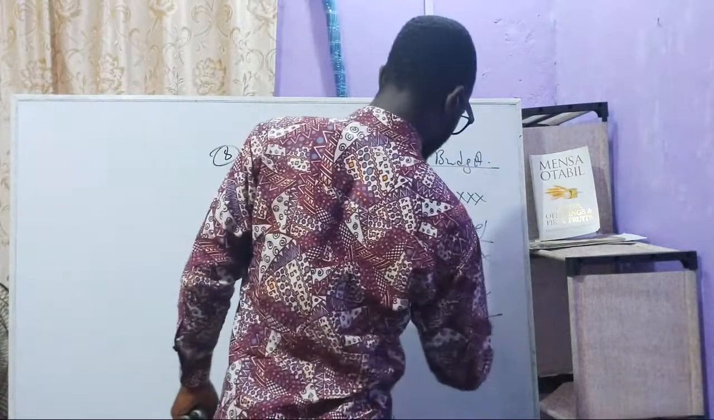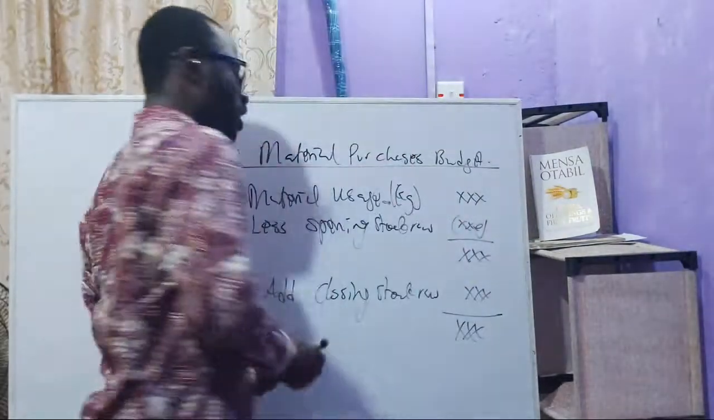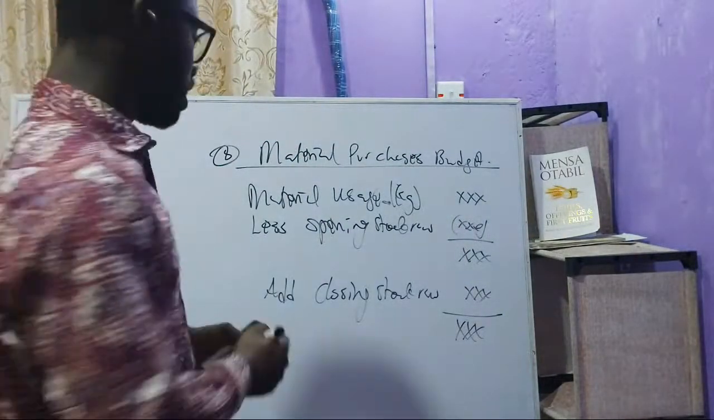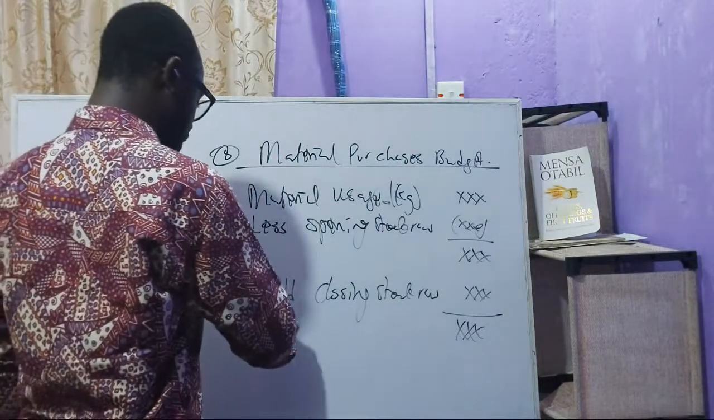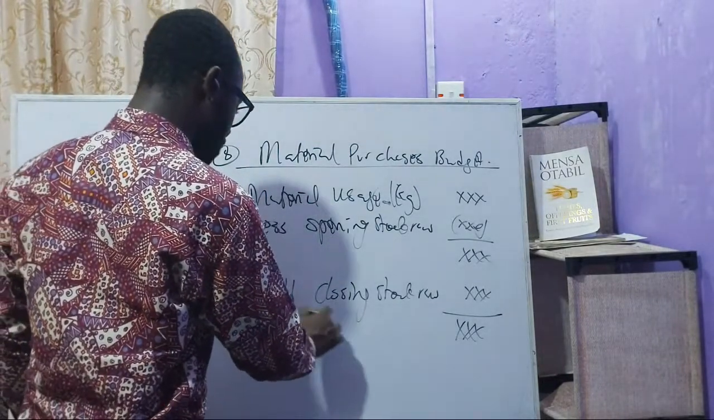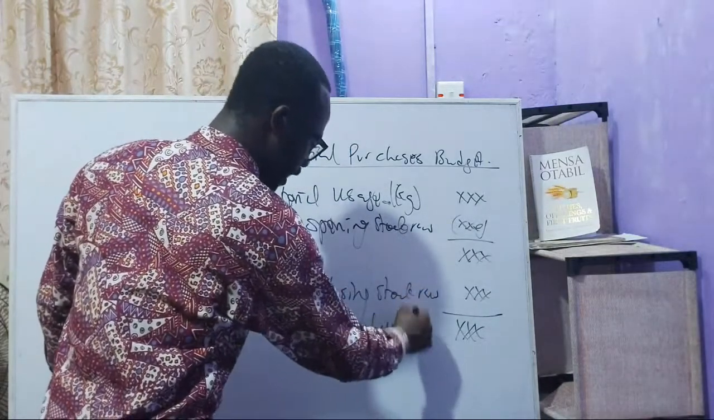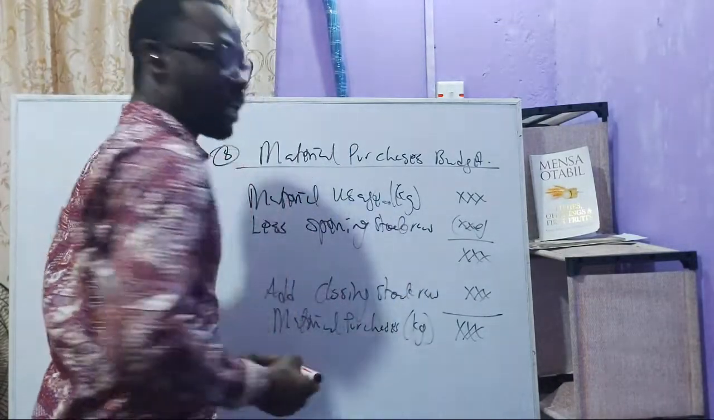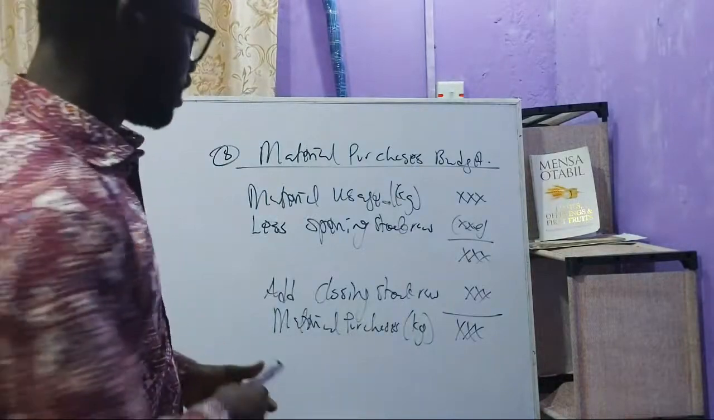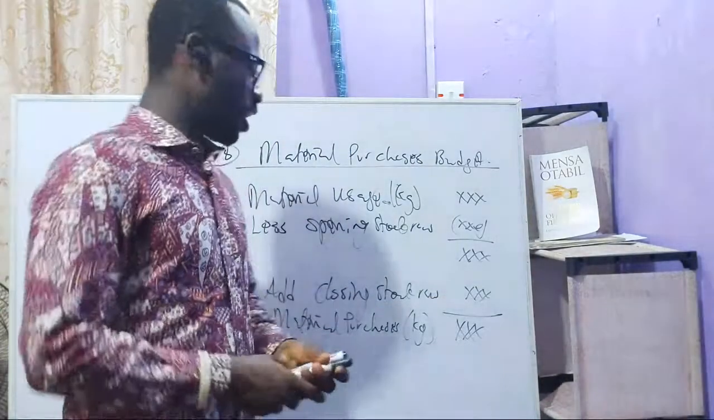Then we will now get the materials that we need to buy in order to meet the production unit. So this will be the material purchase in kilograms. You know, I'm using kilograms as the unit of measurement here. And so that is going to be in kilogram.